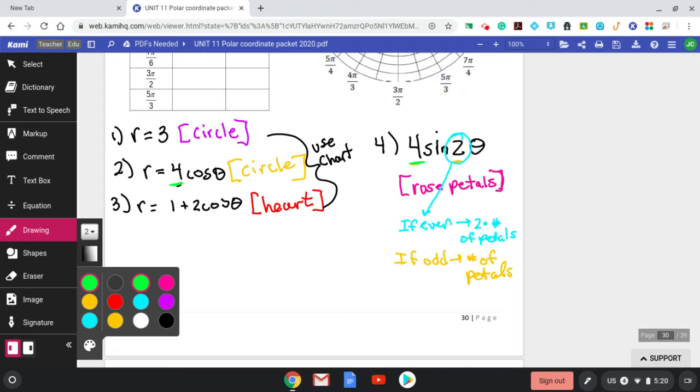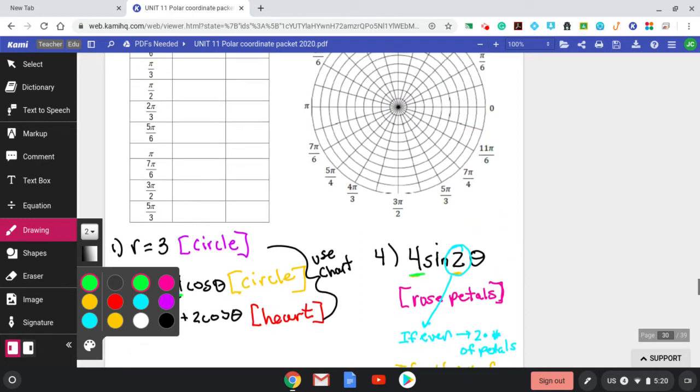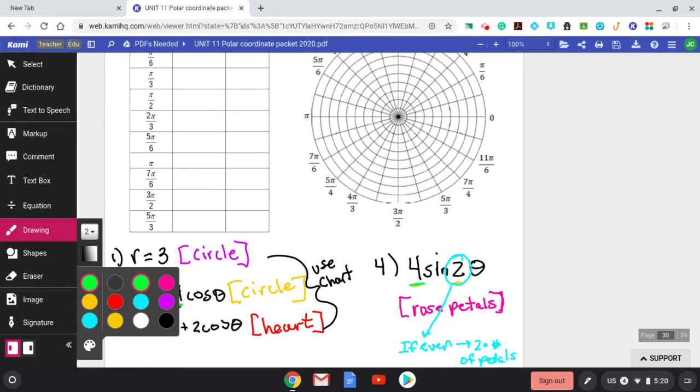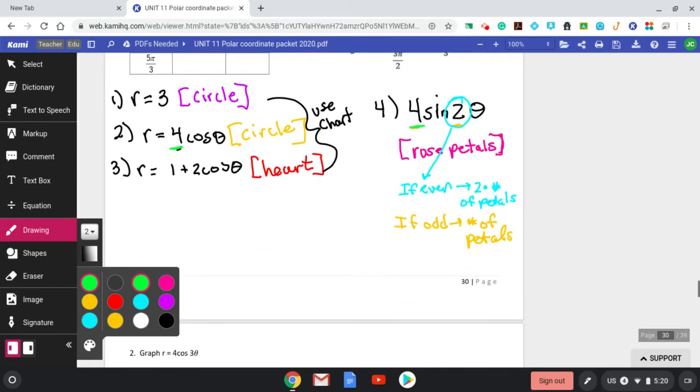Since we have 4 petals, ready? Follow along here with me. It'll get better as we do more. Since we have 4 petals, and if you go all the way around the polar graph, you're going how many degrees? 360, right? So 360 divided by 4 petals, each petal should be 90 degrees apart.